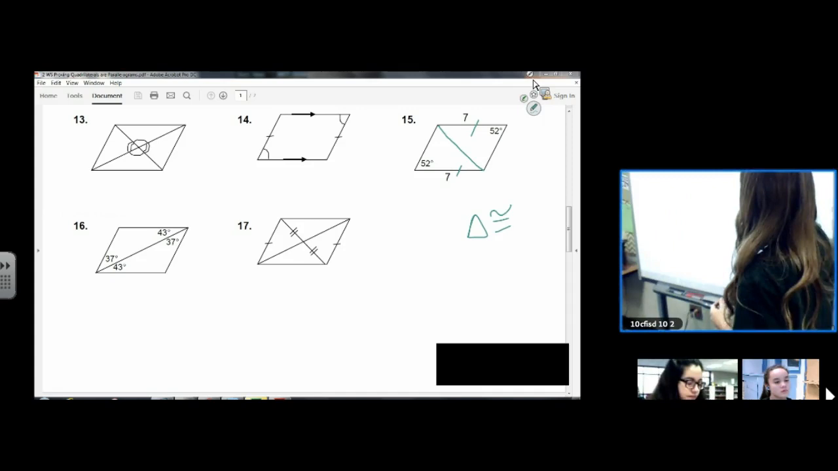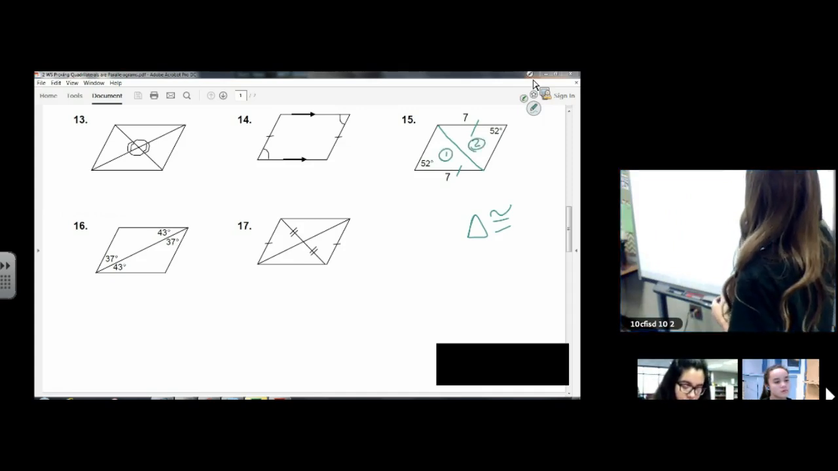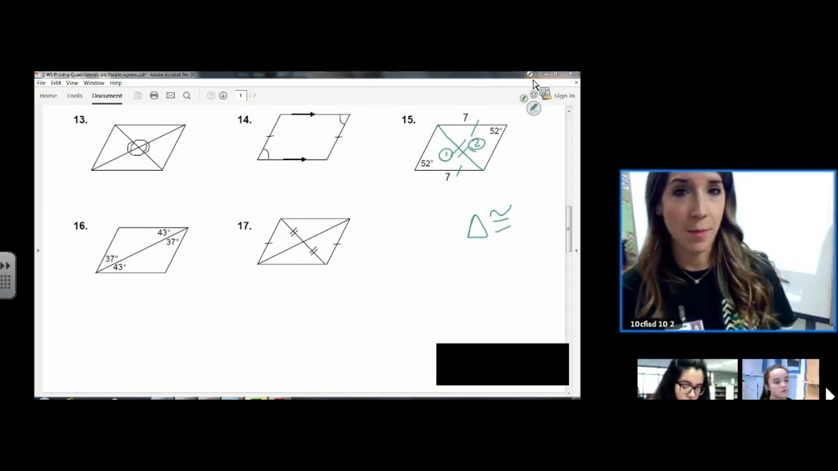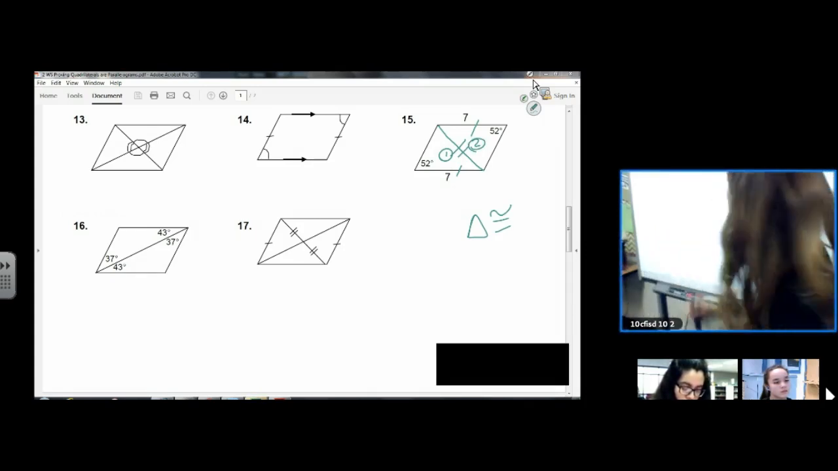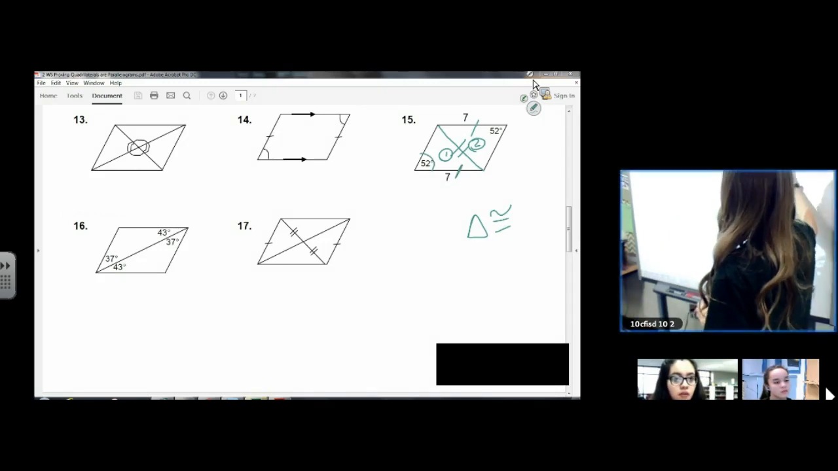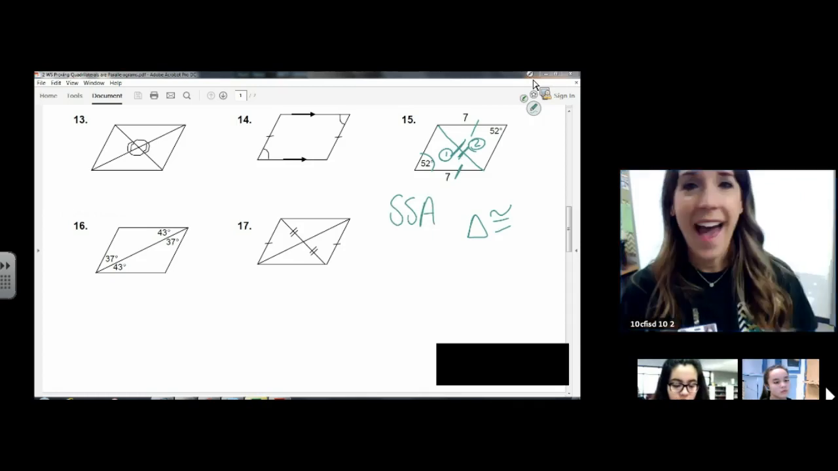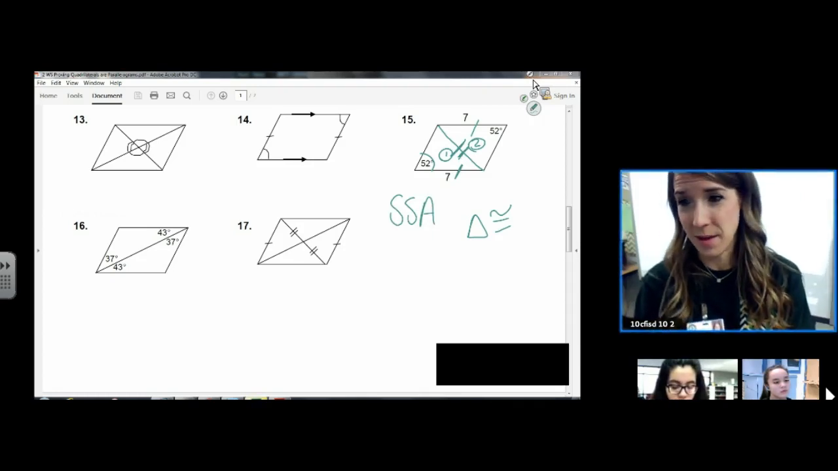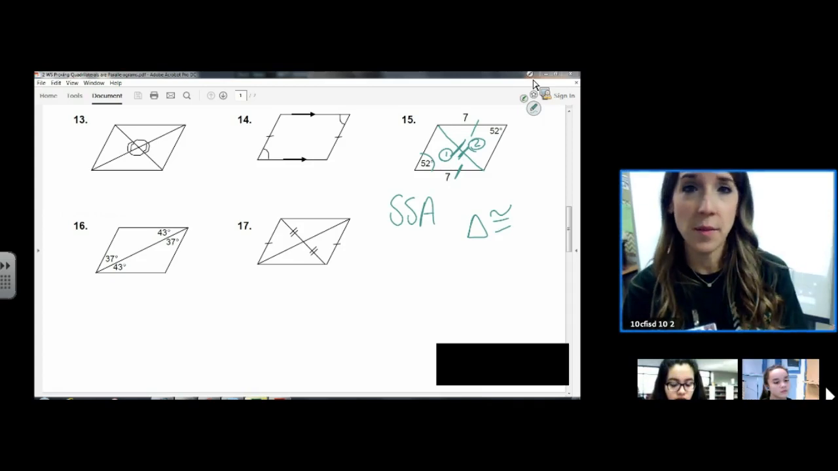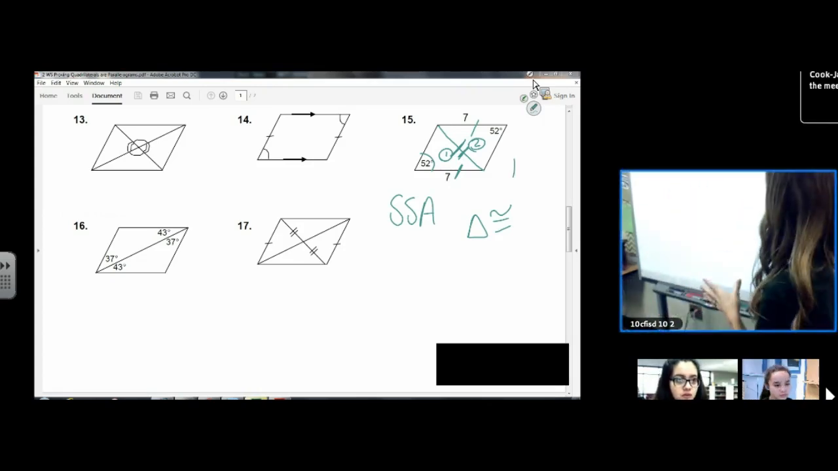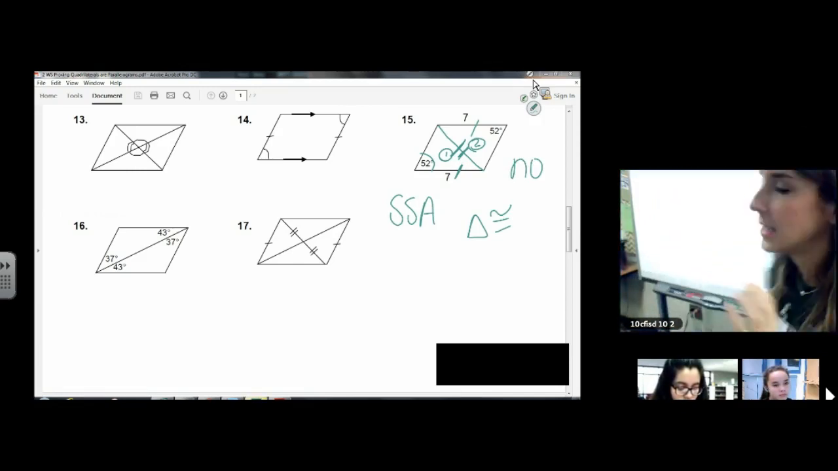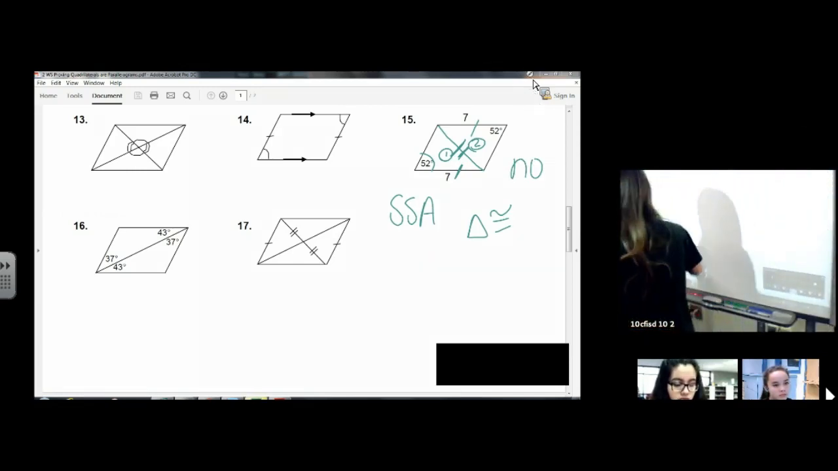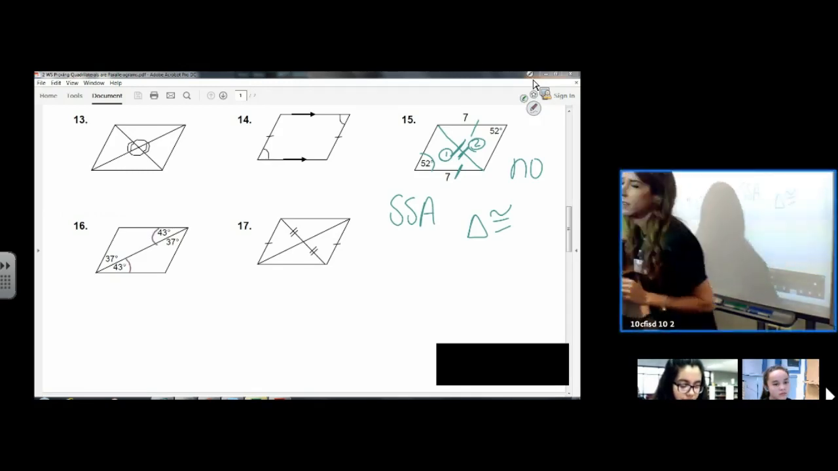So take a look at triangle 1 and triangle 2. If I were trying to prove them congruent, I could add tick marks, reflexive property, right? And then I've got angle, side, side. Angle, side, side. Uh-oh, that one did not prove the triangles congruent. Therefore, I have some great information on 15, but I just do not have enough information to conclude that it's a parallelogram.